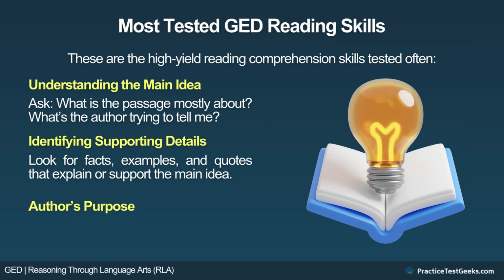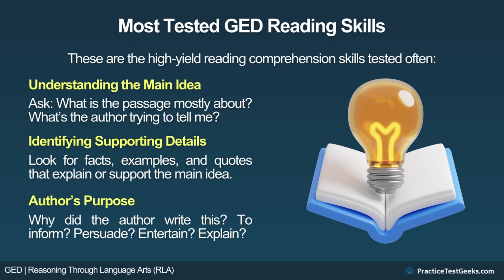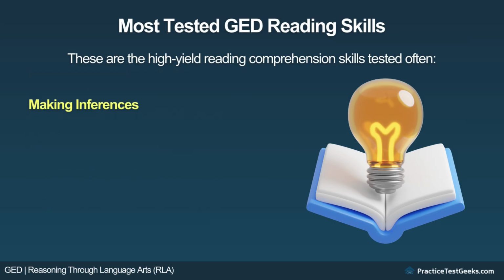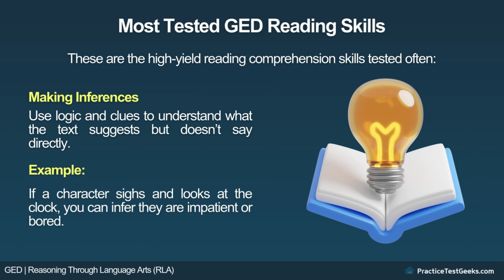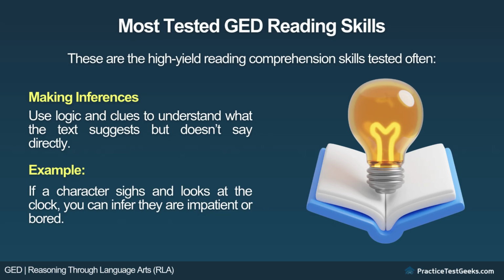Another key skill is author's purpose. Think about why the author wrote the passage. Is it to inform, persuade, entertain, or explain something? Recognizing this can help guide how you interpret the tone and intent. Moving on, let's talk about making inferences. This means using logic and context clues to figure out what the text implies, but doesn't state directly. For example, if a character sighs and looks at the clock, you can infer they're probably impatient or bored, even if the text doesn't say it outright.